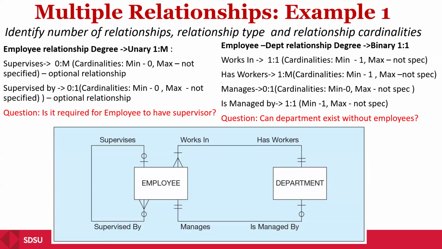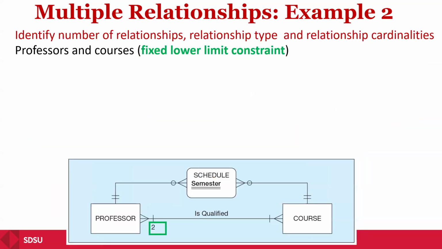So the question is, can a department exist without employees? No, because the minimum cardinality on the employee side is one. So a department must have at least one employee. Another example, so let's look at that.